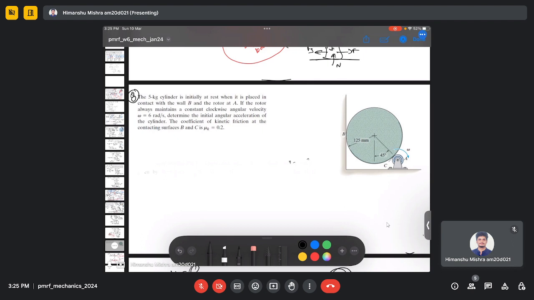So here we have a 5 kg cylinder initially at rest. When it is placed in contact with the wall B and a rotor at A, if the rotor always maintains a constant clockwise angular velocity, determine the initial angular acceleration of the cylinder. The coefficient of kinetic friction at the contacting surfaces B and C is 0.2.